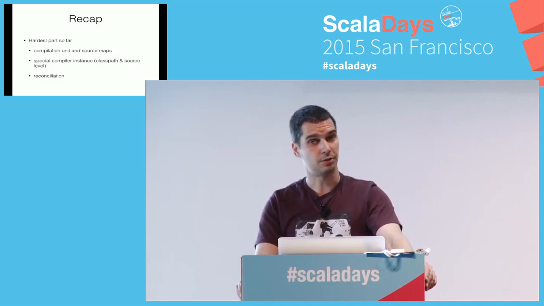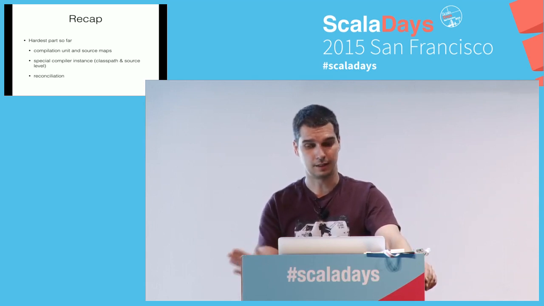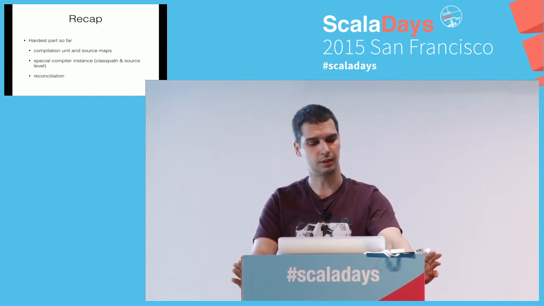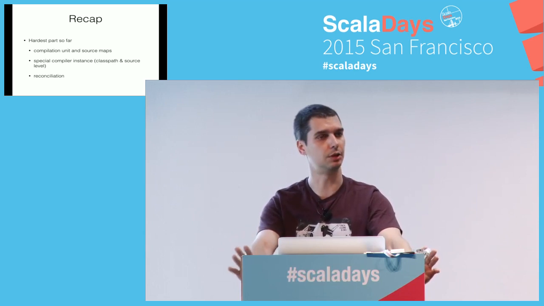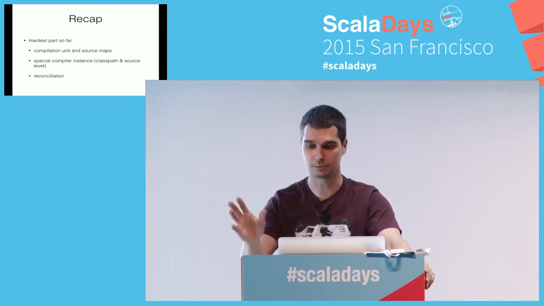So this was the hardest part so far, and it actually had one unexpected detour I had to take, and that was the special compiler instance. But in principle, if you have compilation units and source maps, that's practically everything you need to do to write your own Scala DSL with proper editor support.